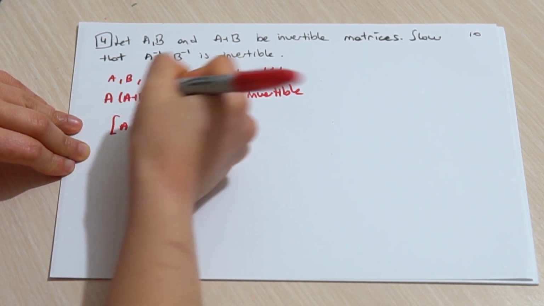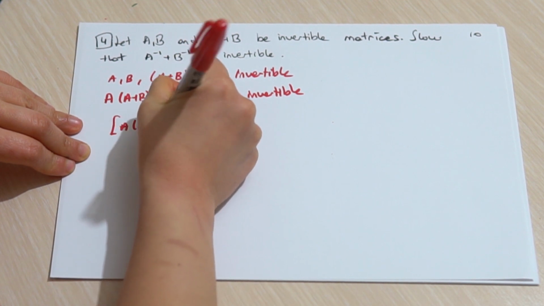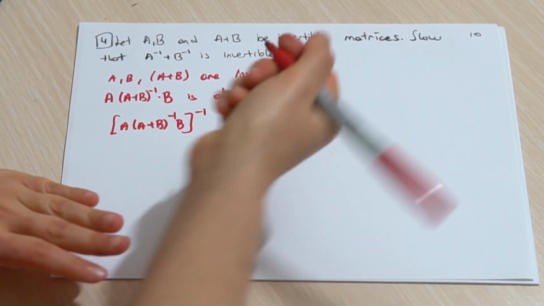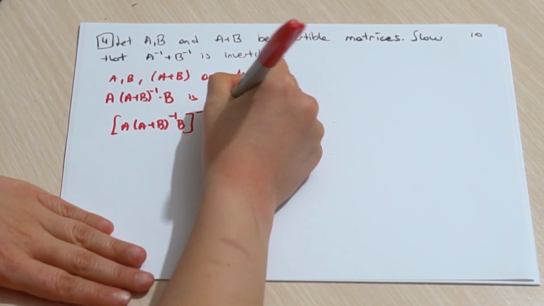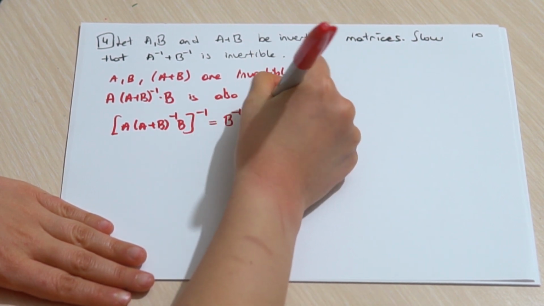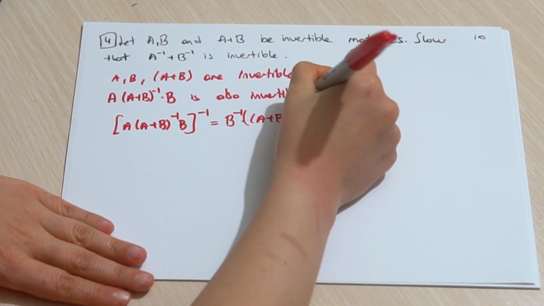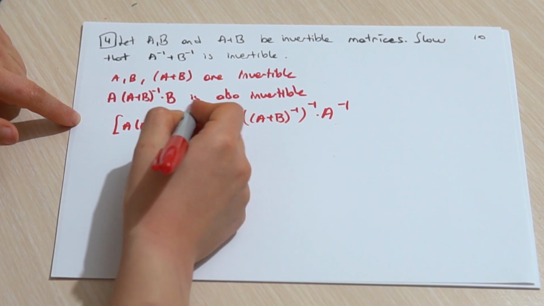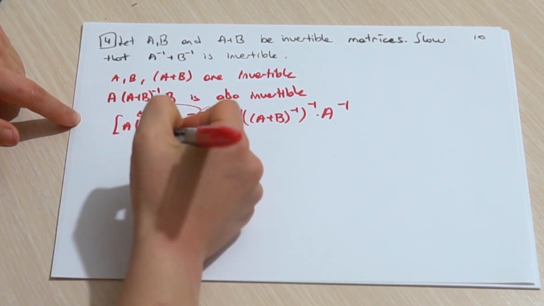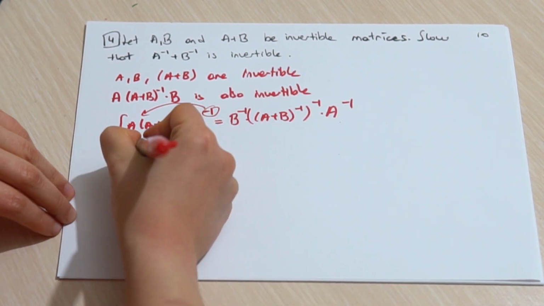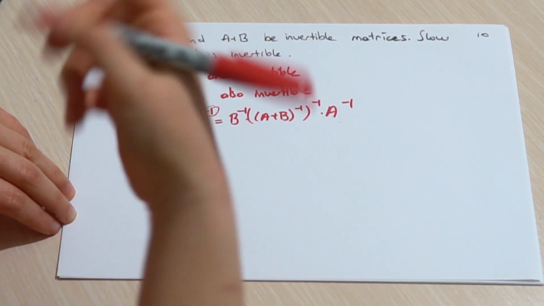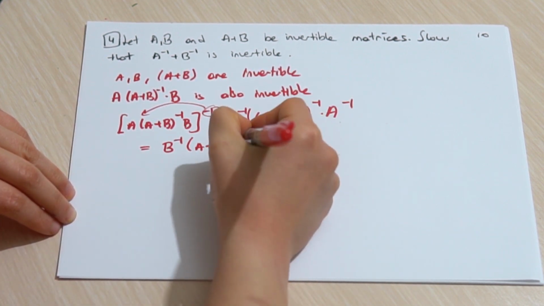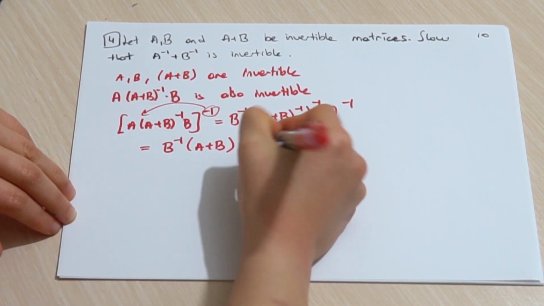Let's look at the inverse of this one: A times A plus B inverse times B, inverse. Let's look at this inverse. So this is equal to B inverse times A plus B times A inverse, right? I take this A inverse inside. Then I will have B inverse times the inverse of inverse, which is itself. So we have A plus B. Then I will have A inverse.